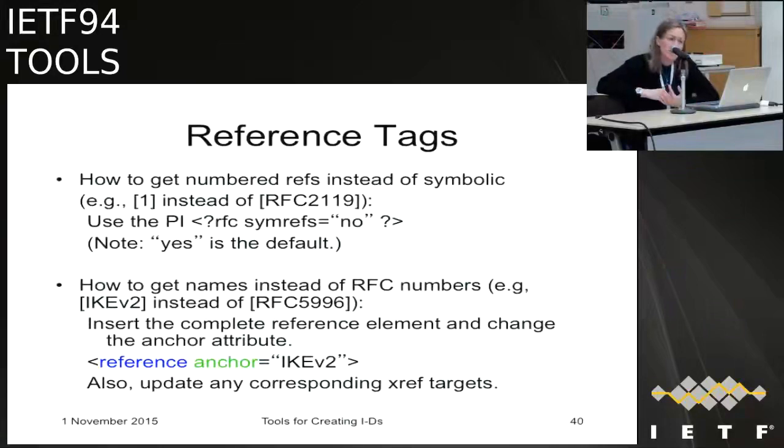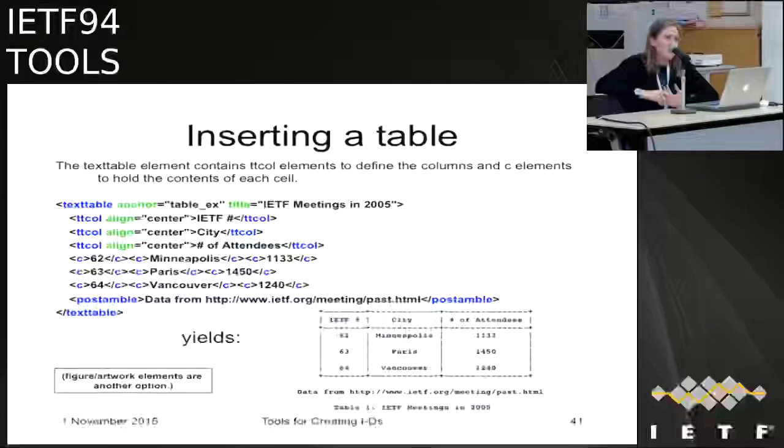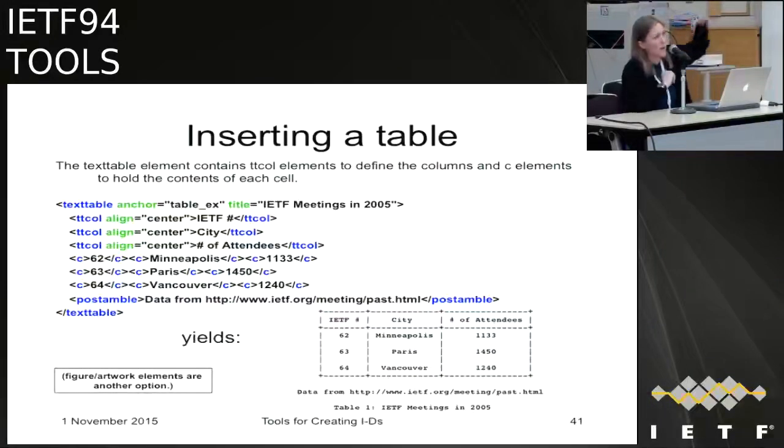Okay, going into the table structure in XML to RFC, it's called text table. It does not have as much functionality as an HTML table. Obviously, it's pretty basic. That's why I put the little white box in the bottom that says figure artwork elements are another option. So basically, if you want to do anything fancy with the table, like combined rows or combined columns, you have to make it yourself. Meaning it's basically an ASCII art table and you put it into a figure artwork. Text table works well for straightforward tables.